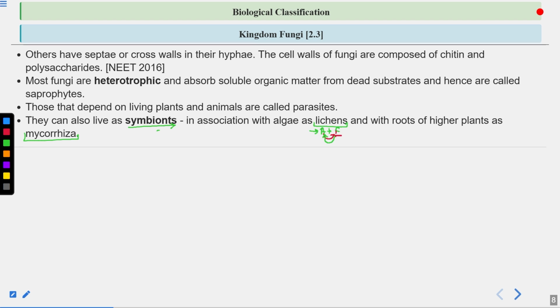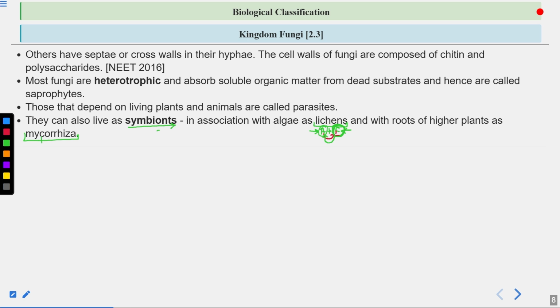Okay, the algal partner is known as phycobiont, and the fungal partner is known as mycobiont. Now, I have told you the fungus provides shelter to the algae, which means the phycobiont is embedded in the matrix of the fungus. The fungus is providing protection to the algae.